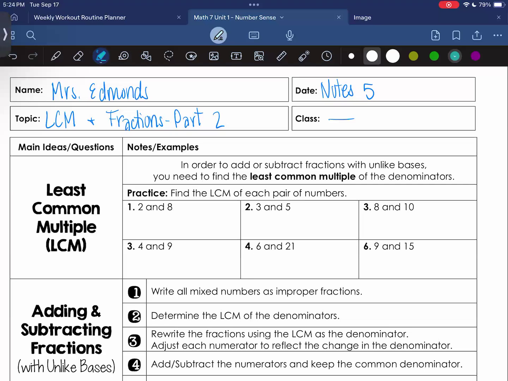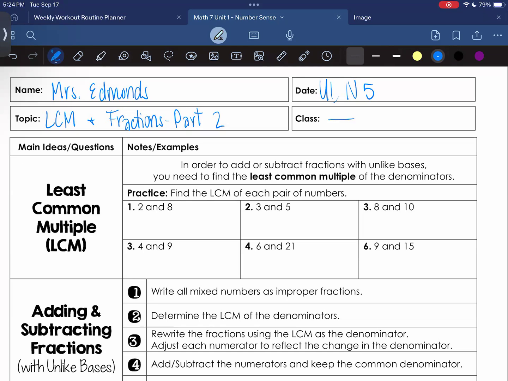All right, go ahead and label the topic to be LCM and fractions part 2. It is unit 1, notes 5. Okay, most of this should be review from last year, what you learned. So we should be able to go through it pretty quickly.